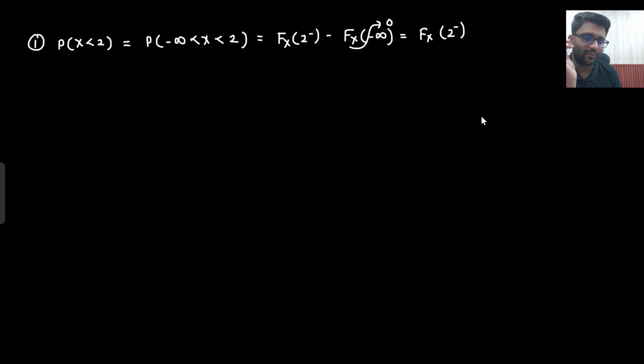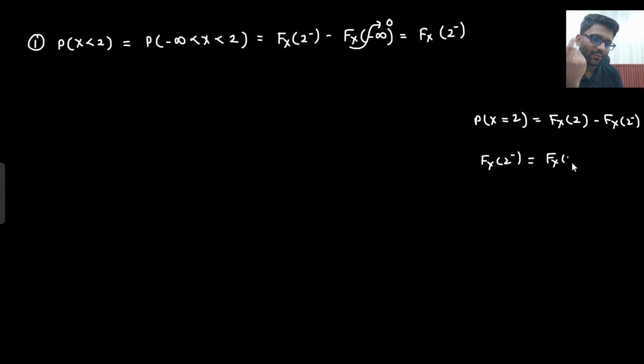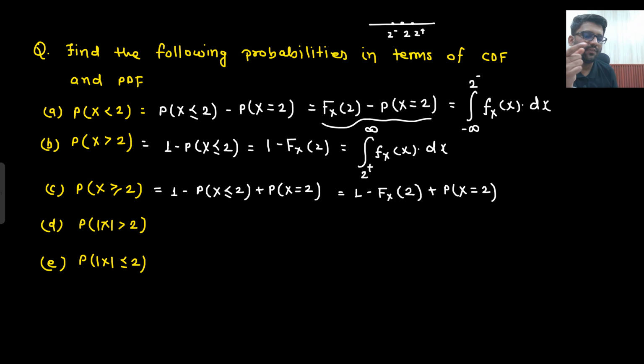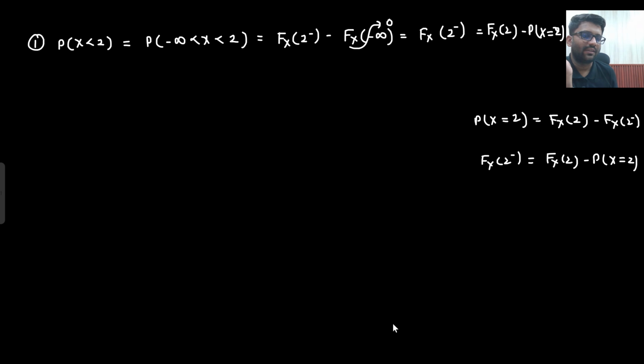Fx of 2 minus. But you know one particular thing. What do you know? That probability at x equals 2 would be given as Fx of 2 plus, or 2 you can put, minus Fx of 2 minus. So Fx of 2 minus could be given as Fx of 2 minus probability at x equals 2. So what is the answer you are getting? Fx of 2 minus probability x equals 2. So this was the answer we were getting. Here we used our brain, but here we used our method. Are you able to understand this point?